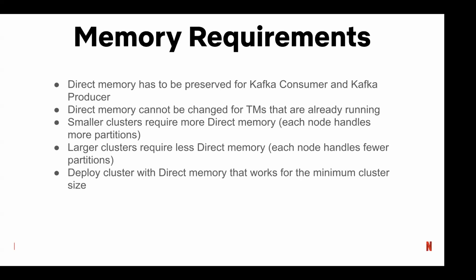And another catch is that smaller clusters actually require more direct memory for the Kafka consumer because each node handles more partitions, and larger clusters require less direct memory for the Kafka consumer because each consumer handles fewer partitions. So at deployment time, you need to compute what the minimum allowed cluster size will be for a router, and you need to configure a direct memory configuration that will work for that minimum cluster size.